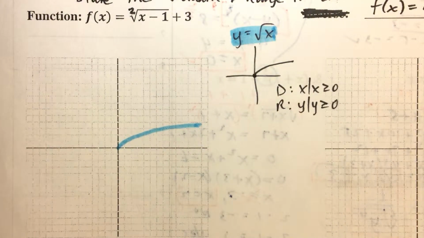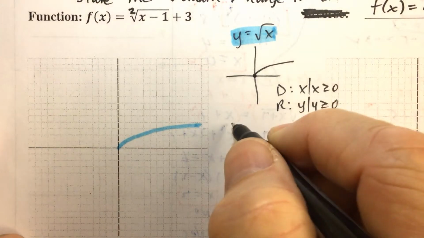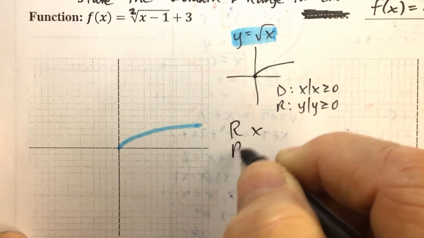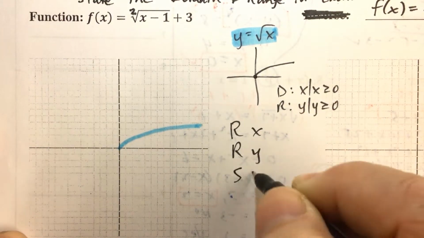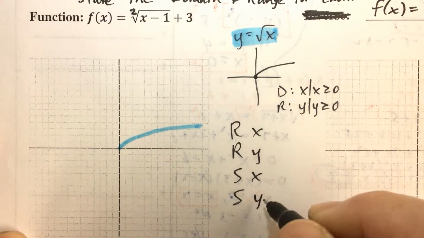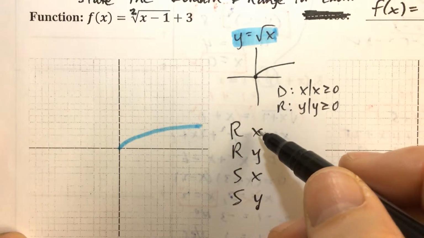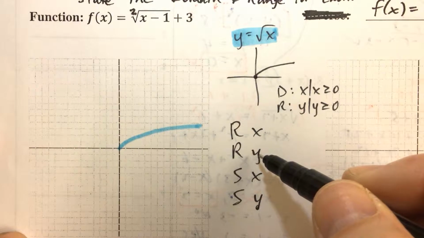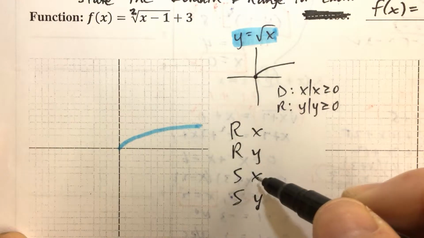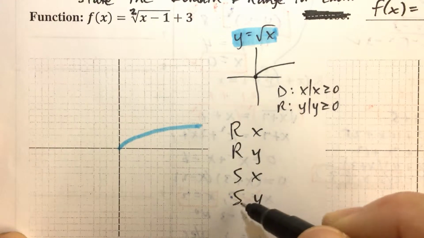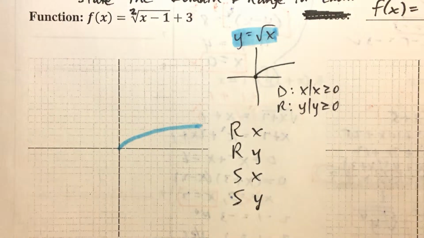The other thing you want to remember when you're doing transformations is that you want to reflect x, reflect y, shift x, and shift y. So reflect about the x-axis, and then you look for ways to reflect about the y-axis. Then you look to shift in the x direction. Then you look finally to shift in the y direction.